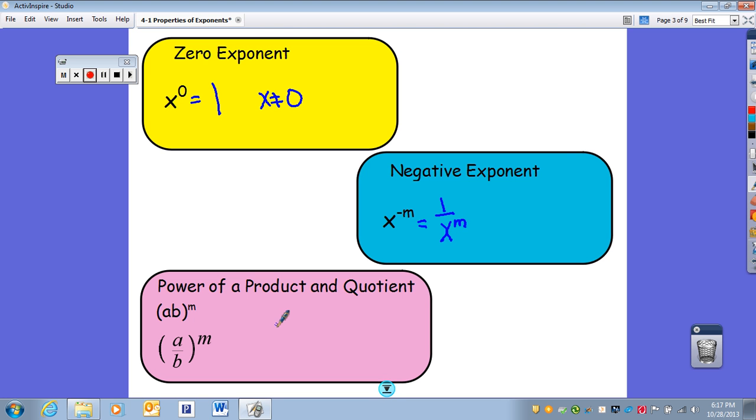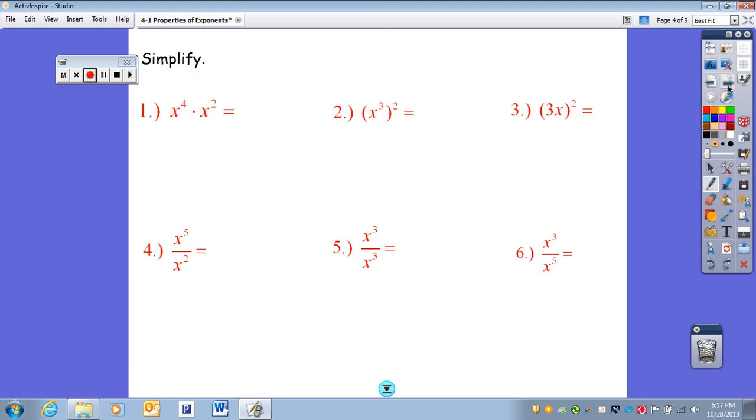The power of a product and power of a quotient rule just remind us that each part of the term needs to be taken to that power or exponent. So if I had ab to the m power, that's going to be a to the m power and b to the m power. If I have a quotient that is to a power, I simply have to remember that everything in the numerator needs to go to that power, as well as everything in the denominator needs to go to that power. Let's do some practice examples.